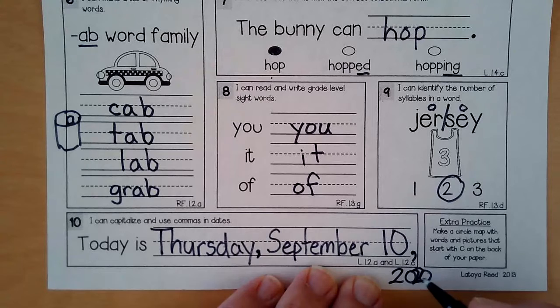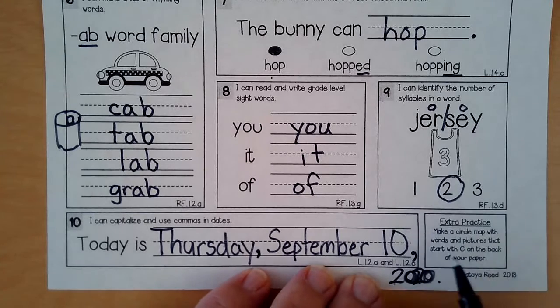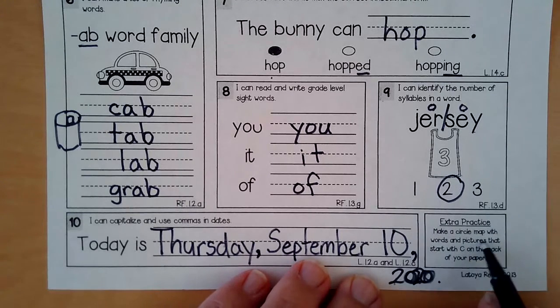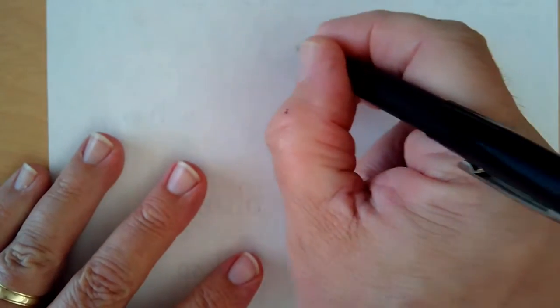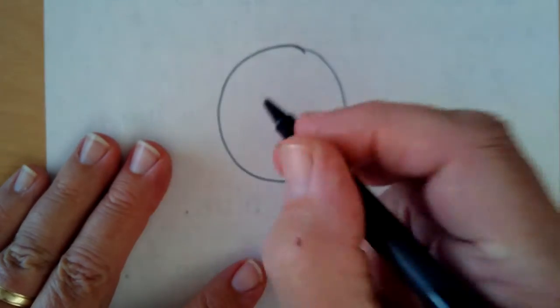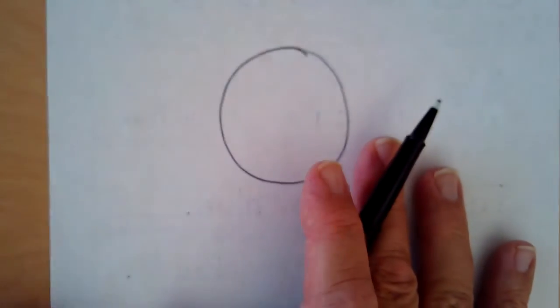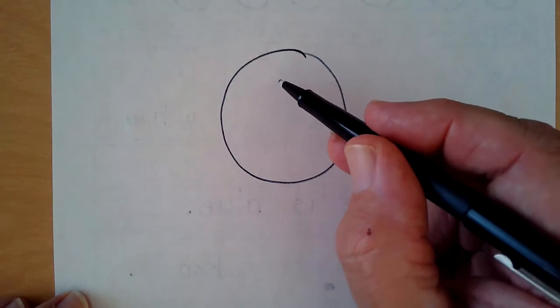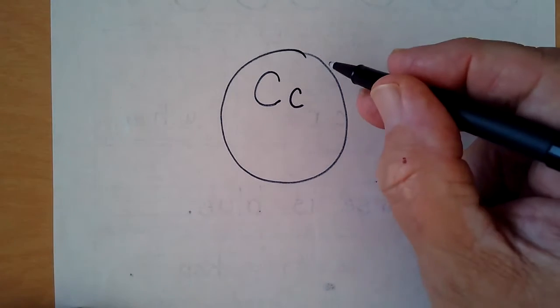2020. There's one of those mistakes that I told Mr. Garrett's class about. 2020 with a period at the end. All right. And extra practice, make a circle map with words and pictures that start with C on the back of your paper. So let's turn this over, and I'm going to make a circle, and looks like my camera went fuzzy. There we go. And I'm going to put a capital C and a lowercase c with this.